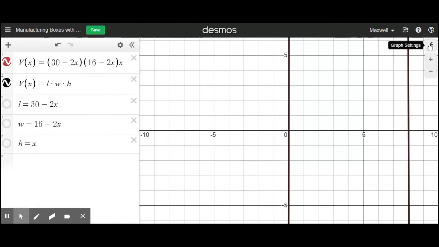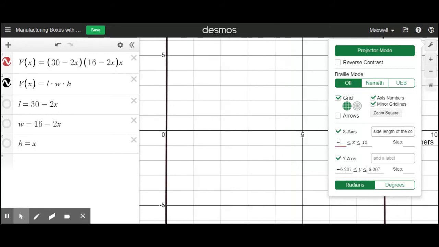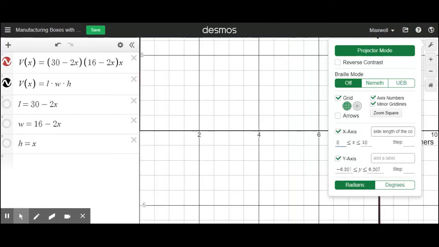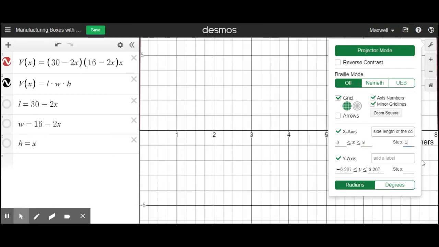So to start with, we want to think about our domain. We know x is the side length of the corners. That was how we defined it. Our lowest x value we know was supposed to be 0, and our biggest x value was 8. We couldn't get any farther than 8. And we probably want to just go up by ones. So that's what the step means.